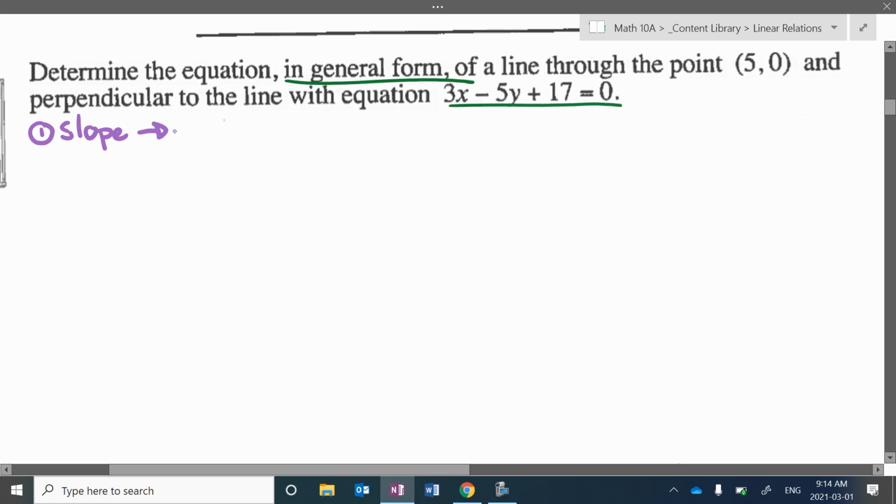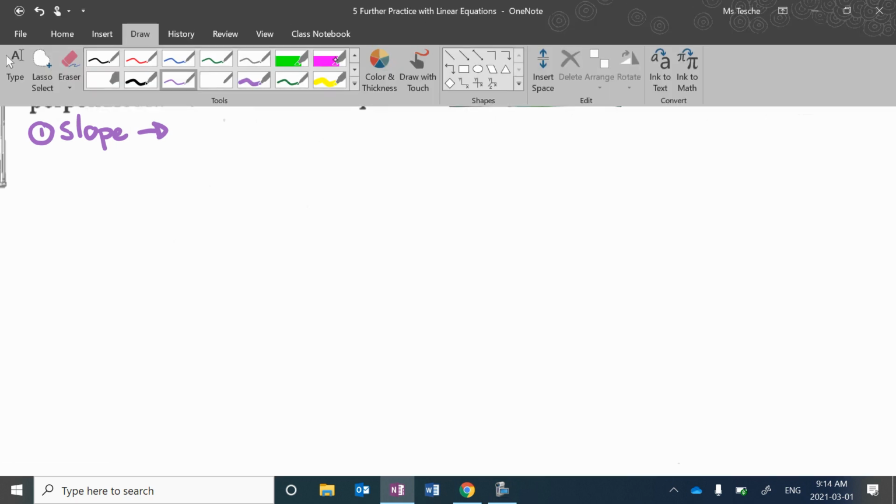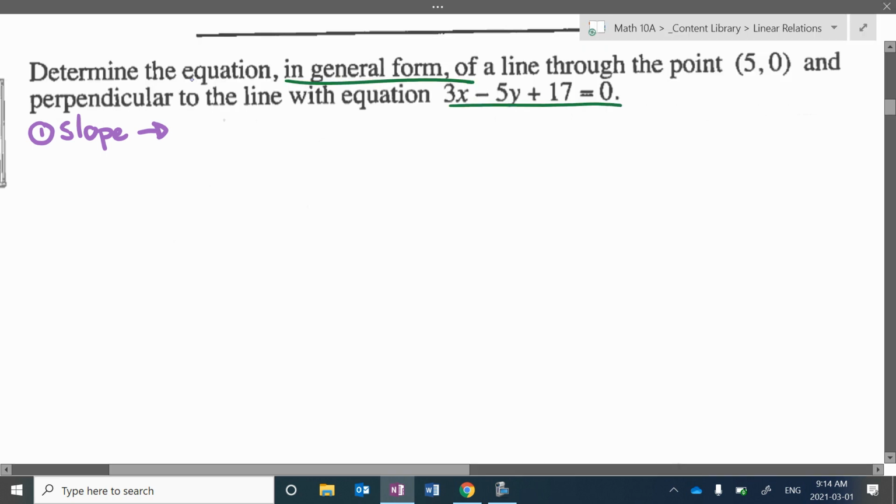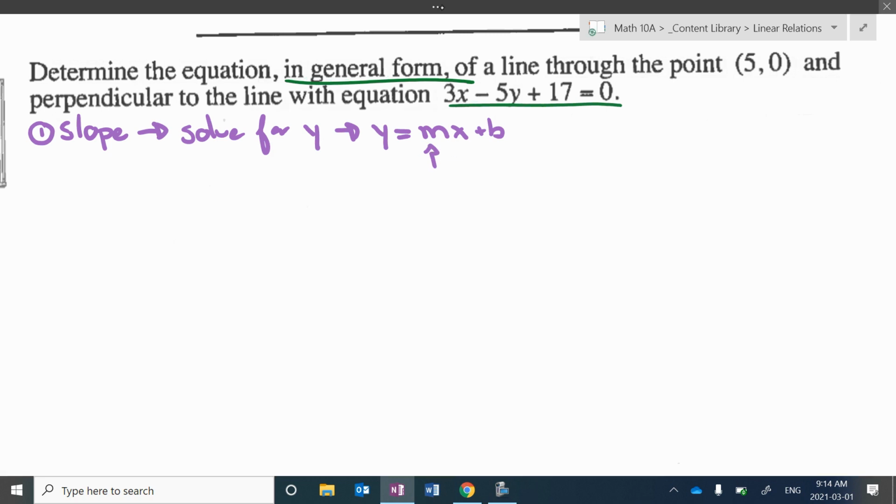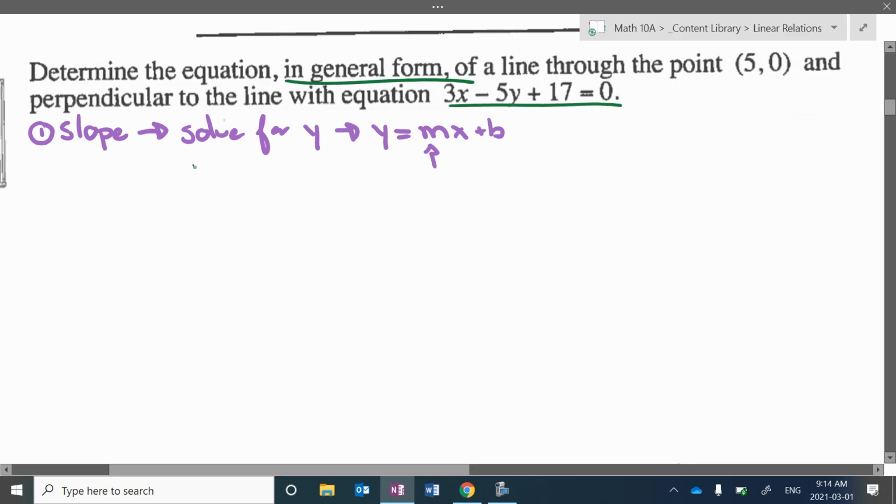Go ahead, Khalil. How would I find the value of x and y in that equation? Solve for y. By solving for y, that puts it into the form y equals mx plus b, which then we can easily identify our slope. When in doubt, solve for y.